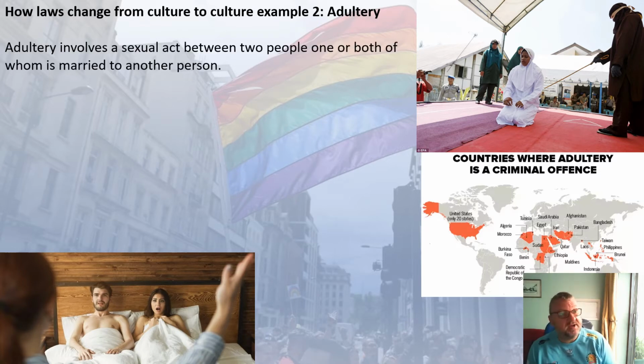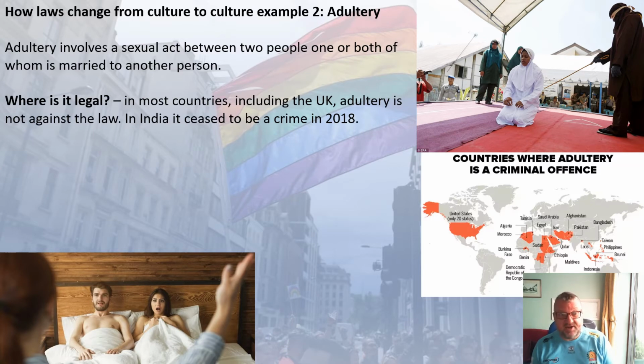Now, adultery basically involves a sexual act between 2 people, one of whom or both of whom is married to another person. So where is it illegal? Well, in most countries, where is it legal? In most countries, including the UK, it's not against the law. It's not against the law to have an affair. It may be seen as deviant, it may be frowned upon societally, but it's not a crime.